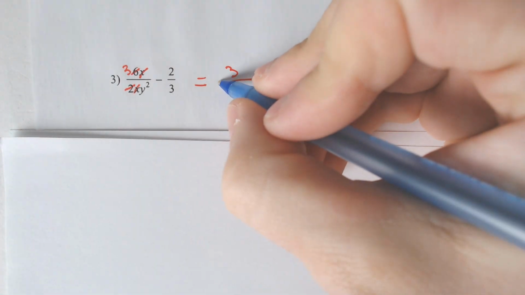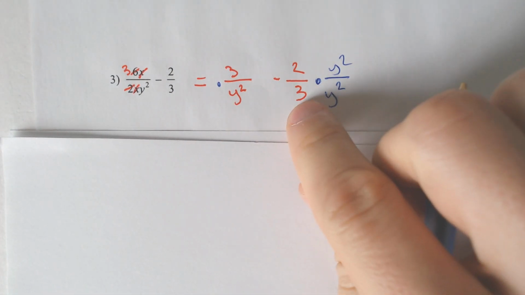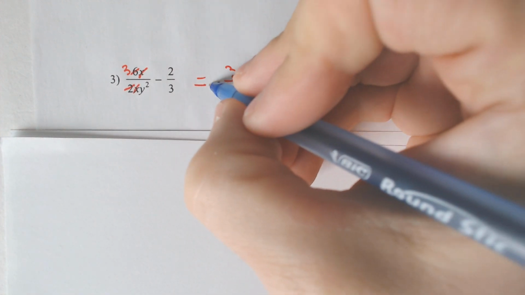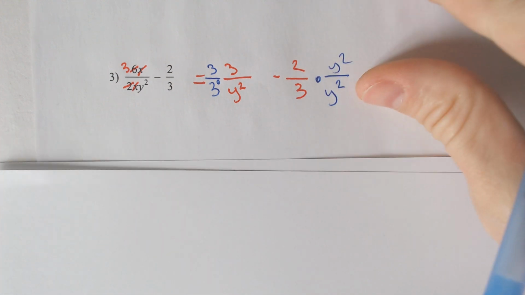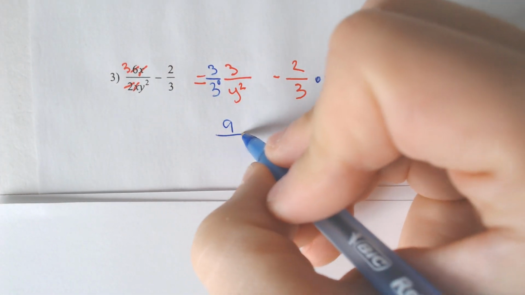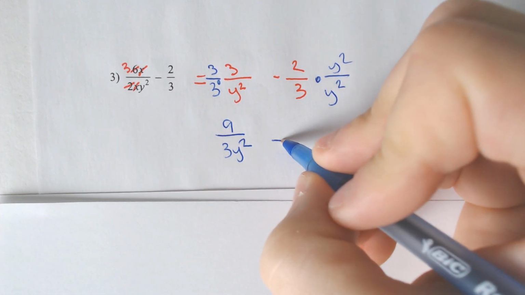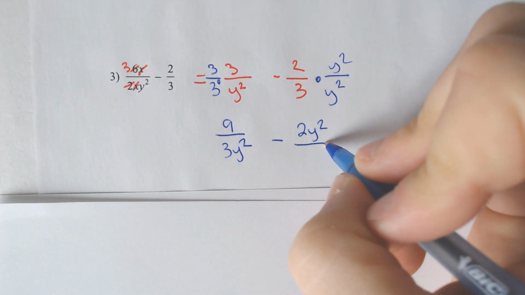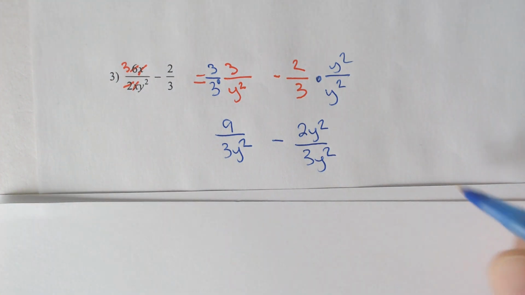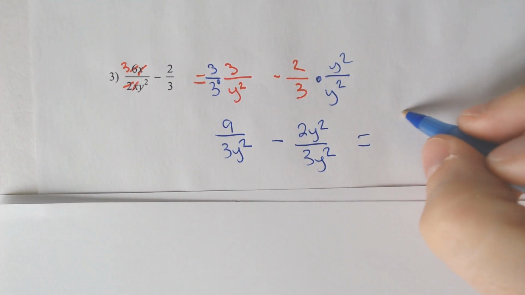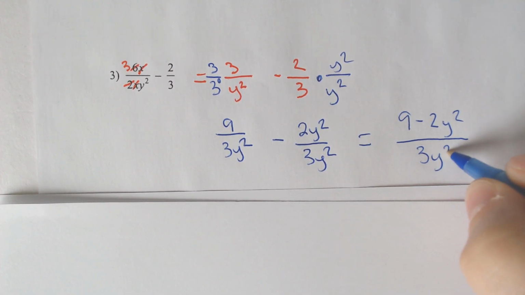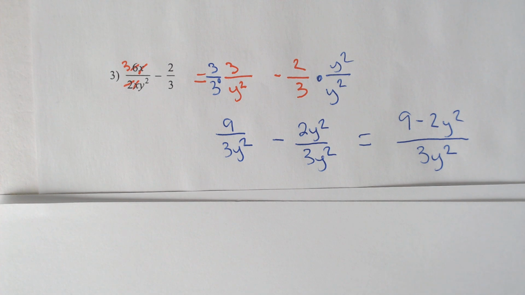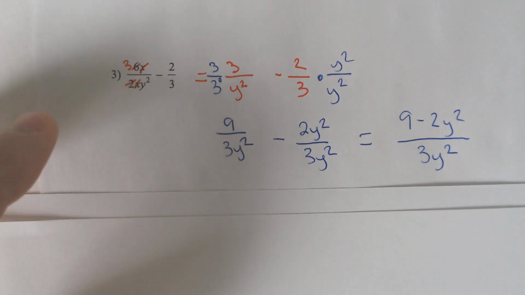And over here, I am missing on the bottom a 3. This side had a 3, the y squared does not. So I've been multiplying by 3 over 3. This would make 9 over 3y squared minus 2y squared over 3y squared. And then you could subtract the top of the fractions, but not really, because they don't actually combine nor subtract. But you would end up with 9 minus 2y squared over 3y squared for that one as the final answer.